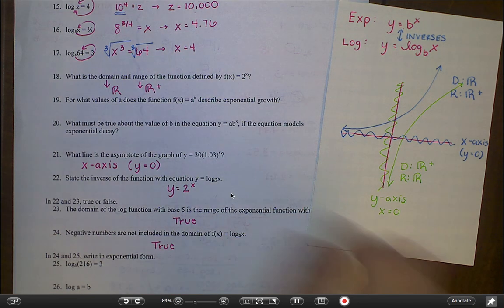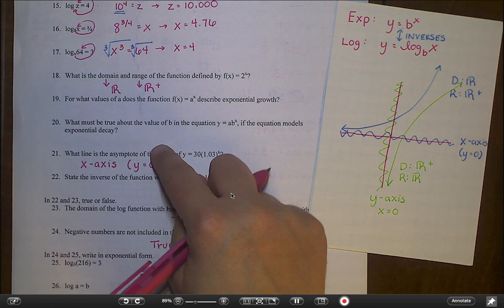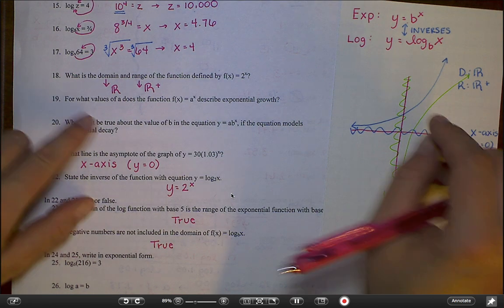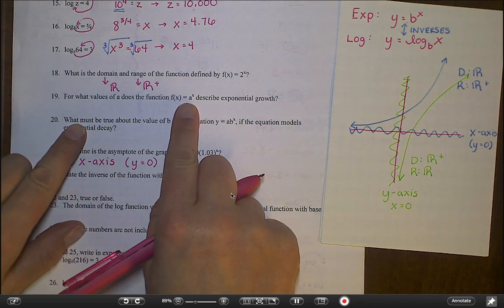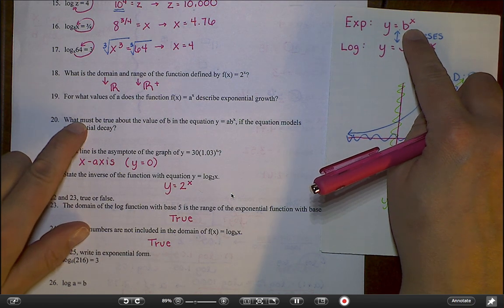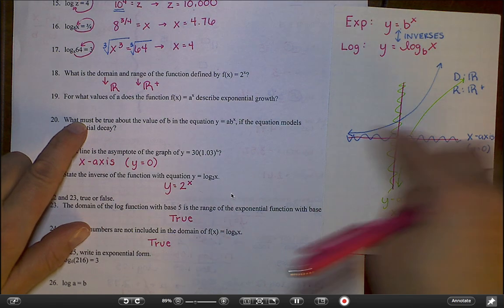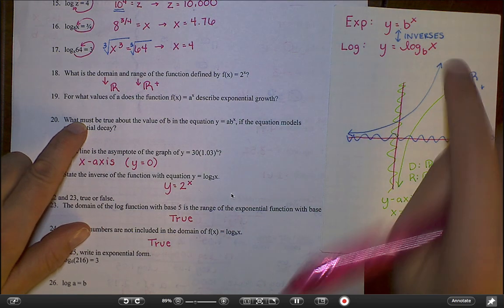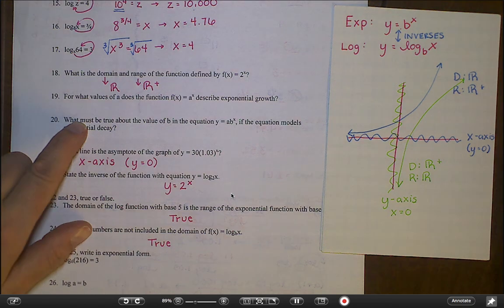Okay, so let's circle back to these ones here, 19 and 20. For what values does this describe growth? Okay, so I kind of just told you this was an exponential function, but we didn't talk about whether it'd be growth or decay. I drew it so that it would be growth, but there's an important thing to catch on to here.